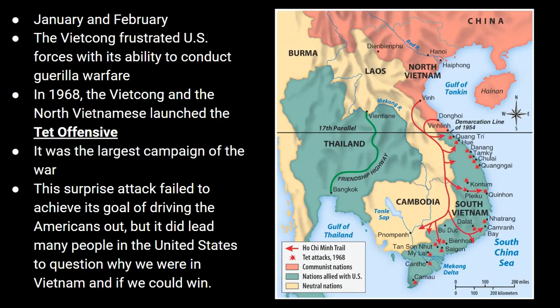Now, the year 1968 in America was just a crazy turbulent year, and we're going to go through some of the key events of the year 1968. It started in January and February with what's called the Tet Offensive.